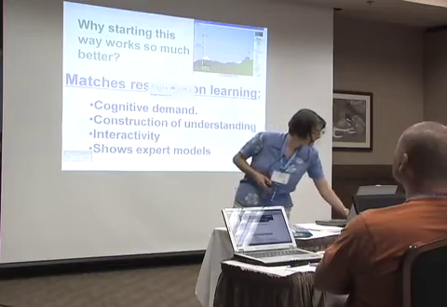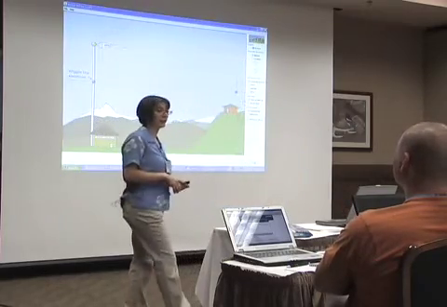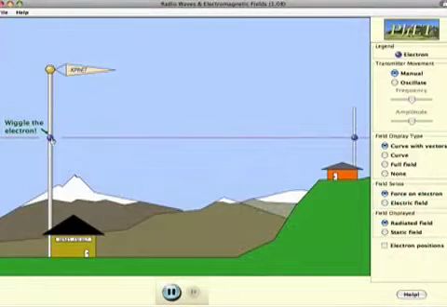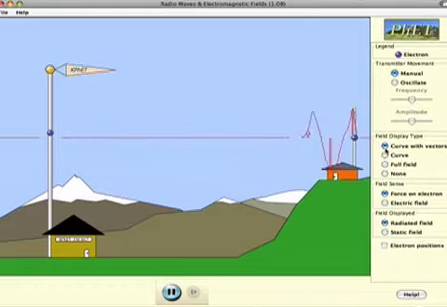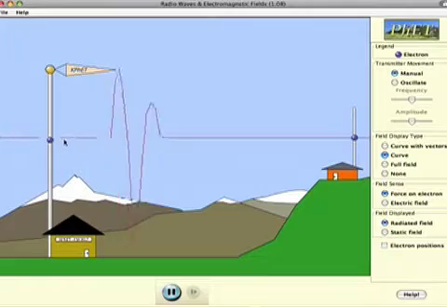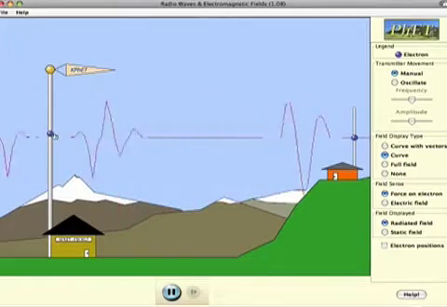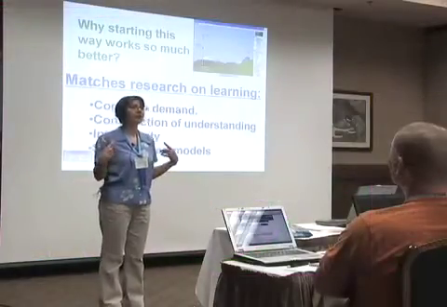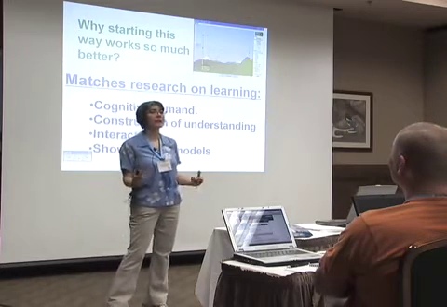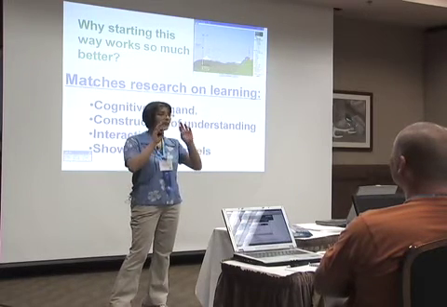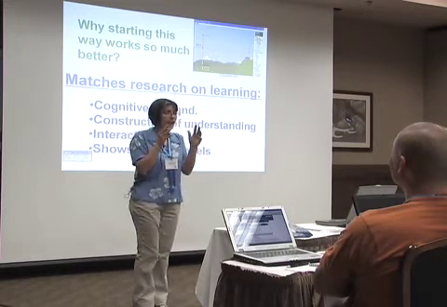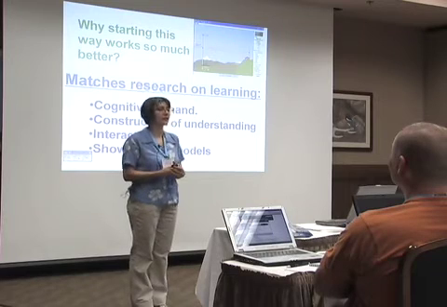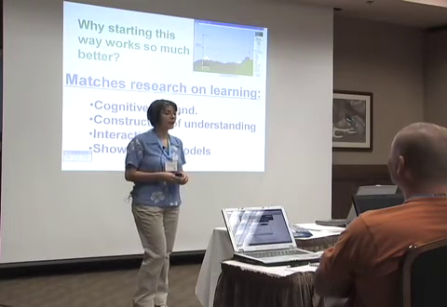So we instead started with this screen with a nice big sign saying wiggle the electron. And if the student comes over and wiggles the electron, we see a wave propagating out in space. So why does that work better? Well, it matches with what we know about how people process information. The other one with all the arrows going everywhere was too much. It's called cognitive overload. And so people just looked at it and didn't feel a need to do anything to it because there's already a lot going on.